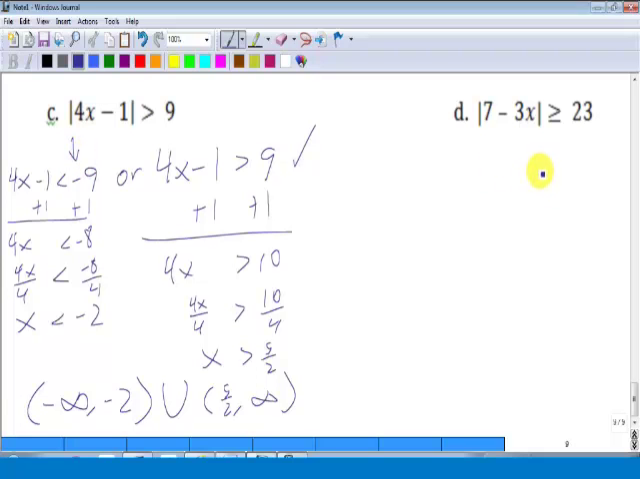And one more, just for good measure. 7 minus 3x has an absolute value greater than or equal to 23. Two different ways that could happen. 7 minus 3x could actually be greater than or equal to 23. 23, 24, 25, 26, these numbers have absolute value greater than or equal to 23. But what other numbers have absolute value greater than or equal to 23?